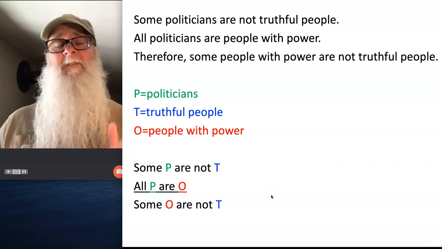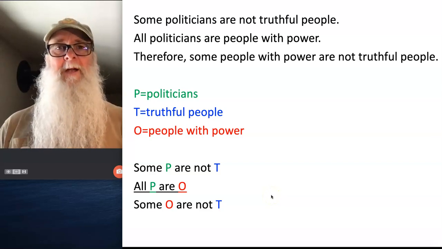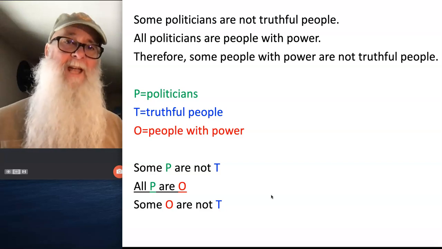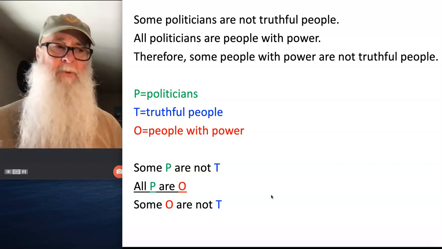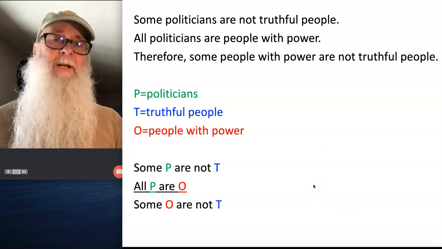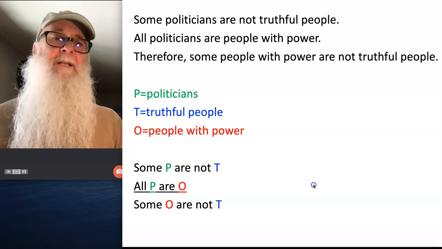I can also now very easily verify that my argument contains 3 terms that appear 2 times each in the exact same way. And that's going to be one of the more important things we're going to be checking as we move forward. All right, so now I'm ready to represent this argument in a Venn diagram.